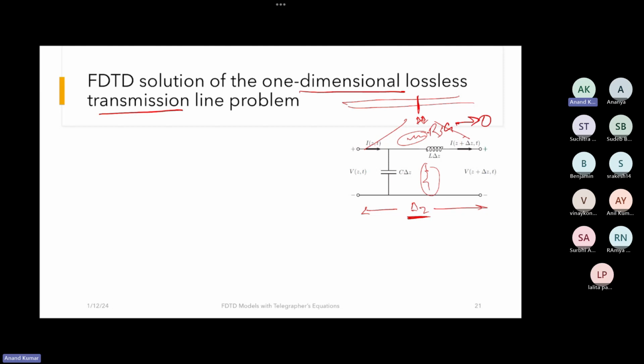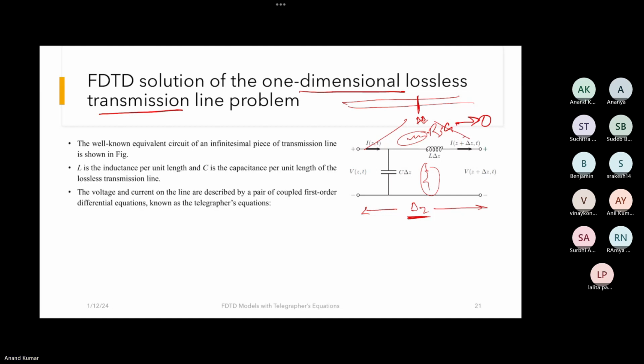So since R and G tend to 0, in this case we have the lossless transmission line unit cell. Now for this lossless transmission line unit cell, this L and C, as we have seen, are the inductance per unit length and capacitance per unit length. Focus on the per unit length part, must remember. And the voltage across these are given by the Telegrapher's equation. So we have seen in the previous classes that we can derive the Telegrapher's equation for this particular unit cell, and since we do not have R and G values, the Telegrapher's equation for a lossless transmission line becomes as simple as this.